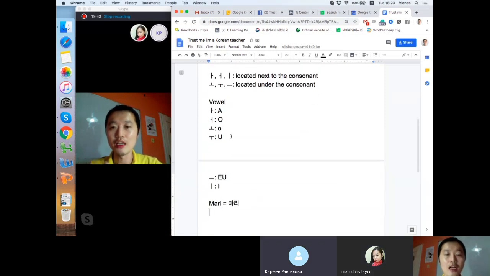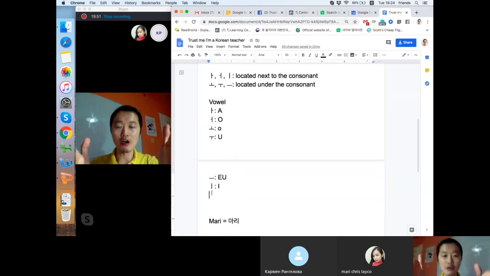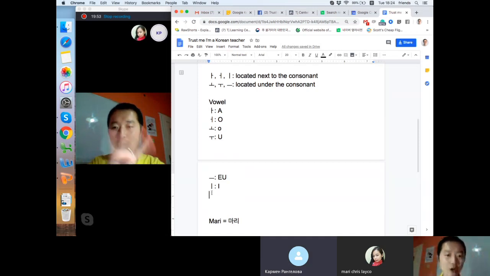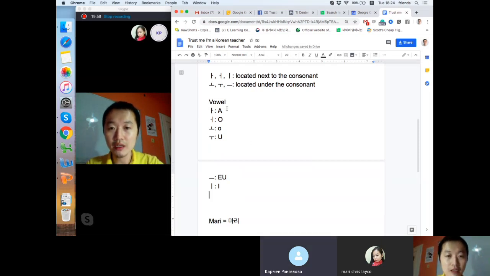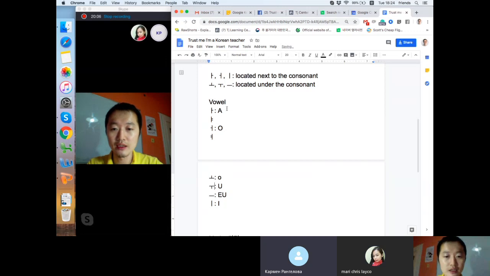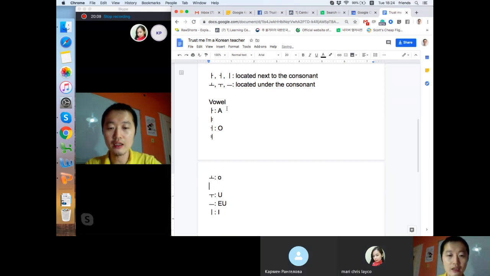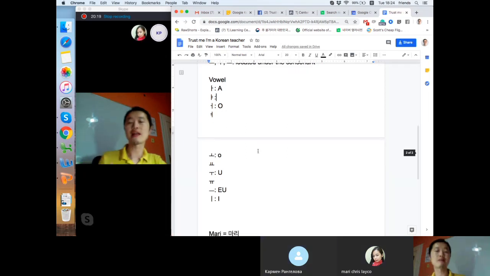All right. Now, but look at the vowel again. I said there are 10 basic vowels, but I only gave you 6 vowels. There are 4 more. So let me give you 4. All right. Let me write here, which is like this, and like this, and like this, and like this. So now I gave you all 10 basic vowels.